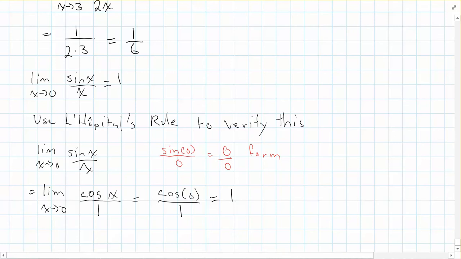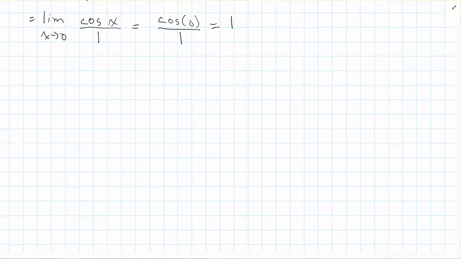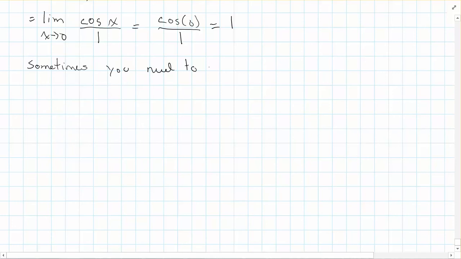Okay, we're going to do one more example here, and then we're going to wrap this up. And this is just scratching the surface of this section. There's a lot more we need to talk about in this section. So sometimes you need to use L'Hopital's rule more than once.